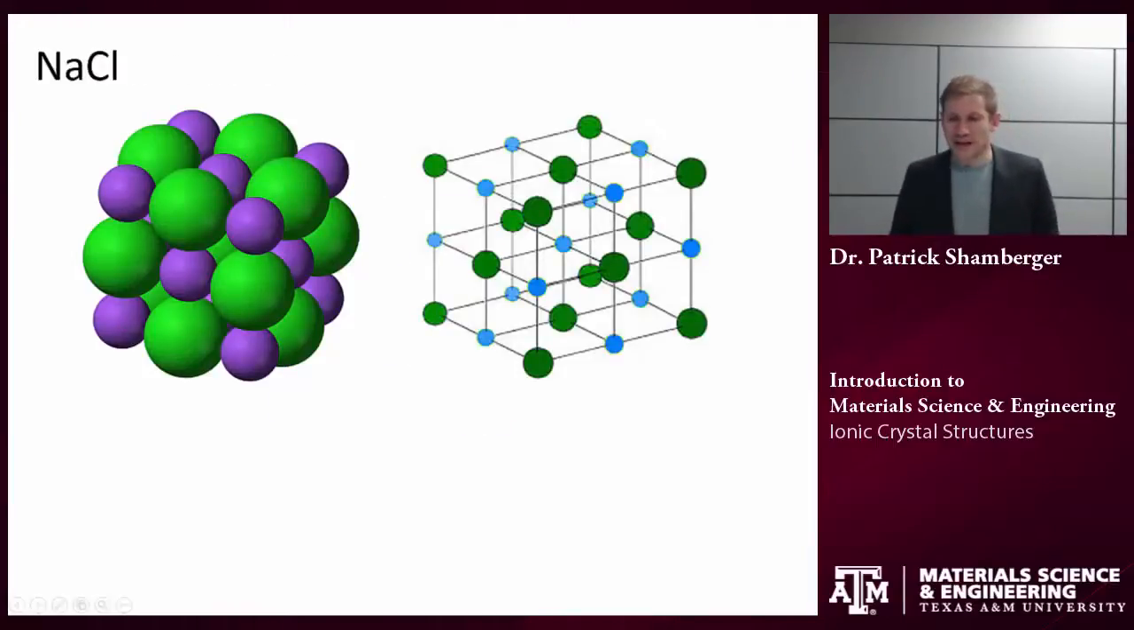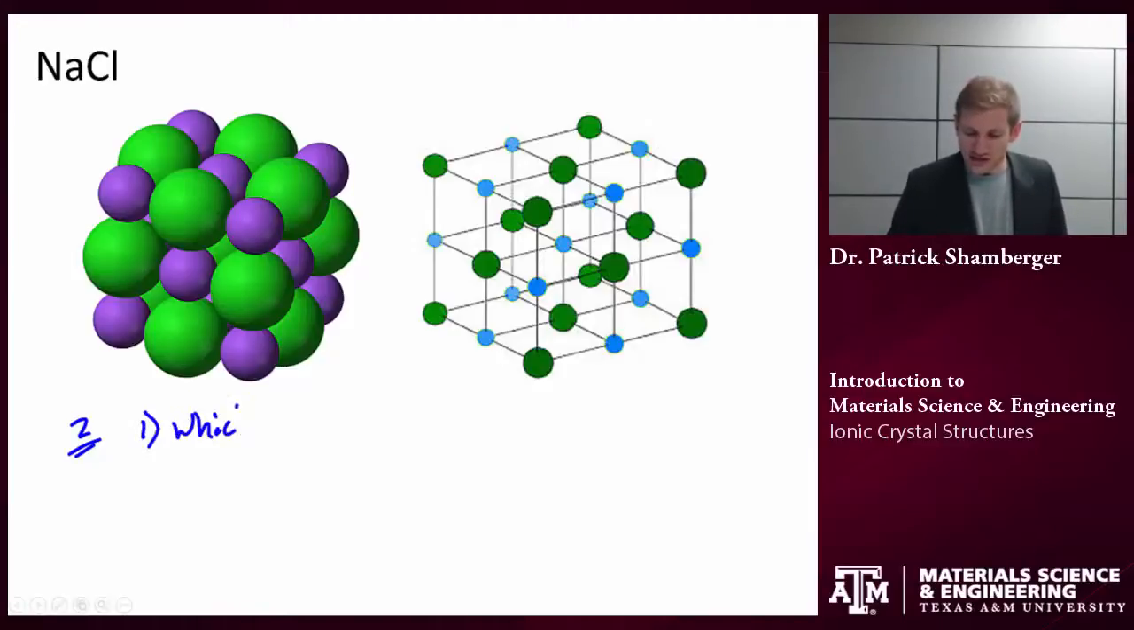So we're going to work through an example, and this is sodium chloride. So this is common table salt. I've shown you the particular structure for sodium chloride, but what we want to ask is how did we get to this particular structure? And we got there by answering two questions. The first question is, which sites?